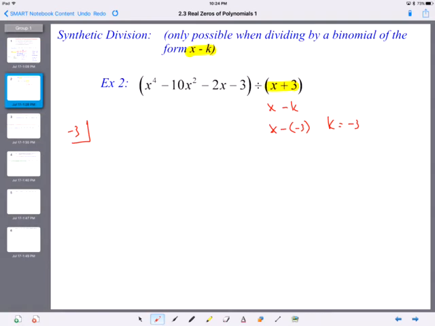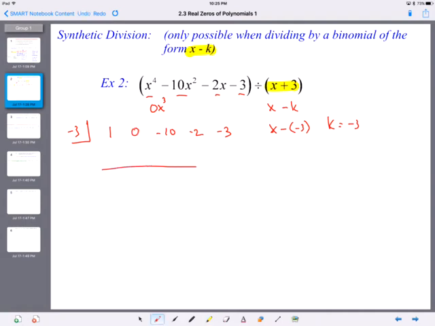And then you're going to write your coefficients of all your terms. But what you need to make sure of is that every term is included. So if you're missing a term, you've got to include that as a 0. So in this one we have x to the 4th, coefficient's 1, x to the 3rd is a 0, x squared is negative 10, x to the 1st is negative 2, and the constant is negative 3. Once again, you have to make sure that you don't forget any missing terms when you go to do that.